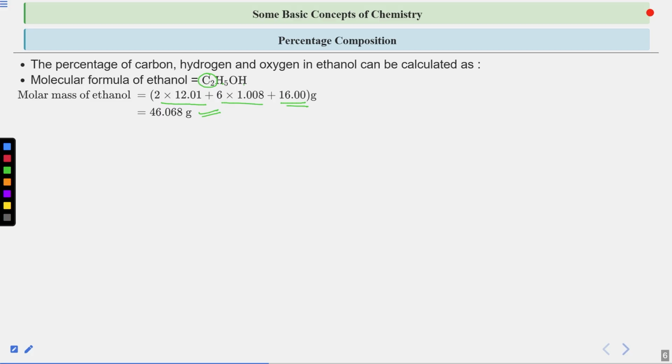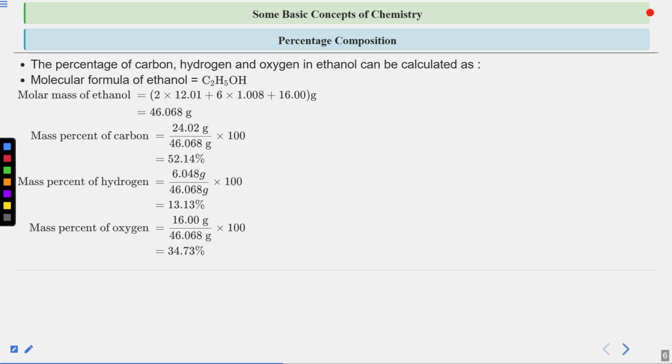Okay. So this will give you the molar mass of ethanol as 46.068. It's very easy to understand. So if you have any issue, you can ask. I have already explained this average mass thing in the previous class. Okay.